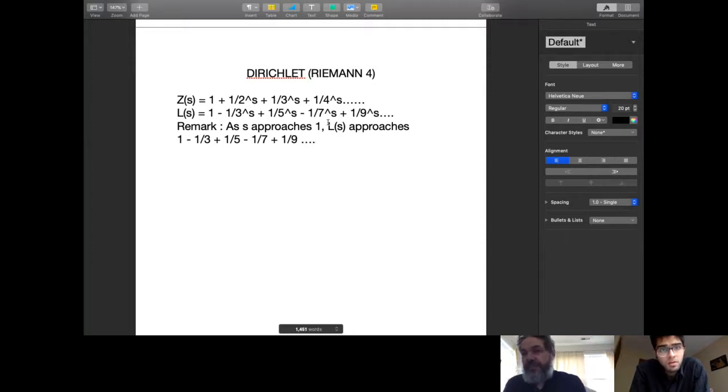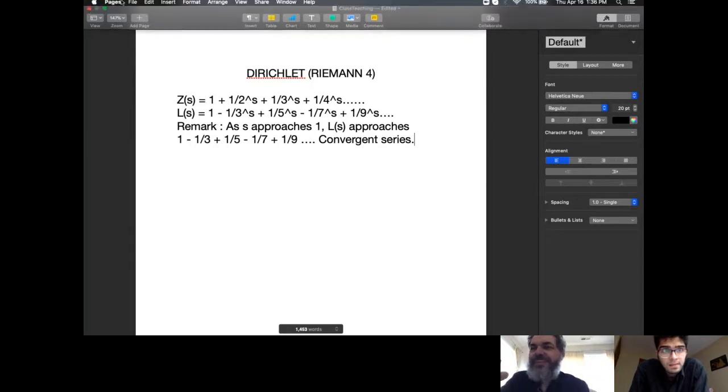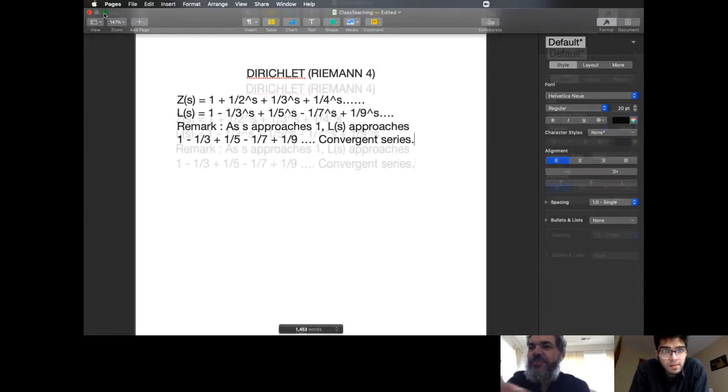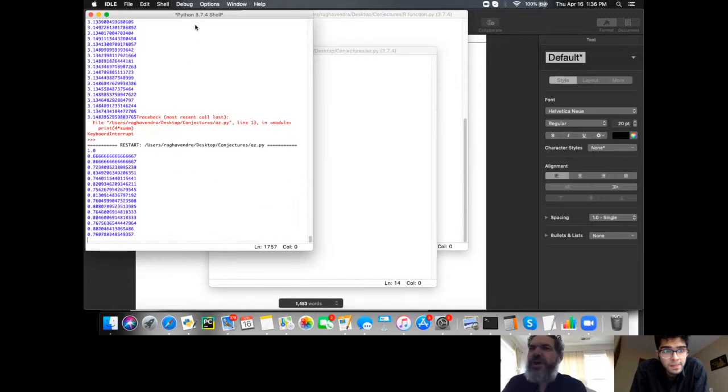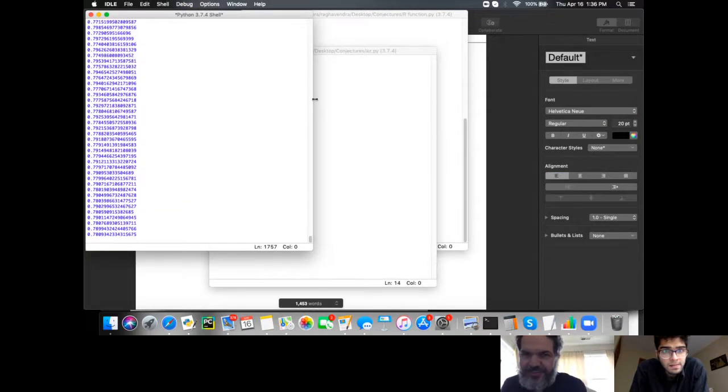Now the sum is not infinite. This is a convergent series, because it's an alternating series, and we learn in calculus that such a series will converge. We can actually find the sum. Just before we started the recording, I asked you to write a quick program to compute this. It converges slowly, but it converges to some number like 0.7 something.